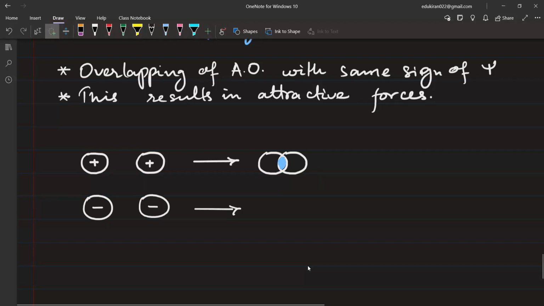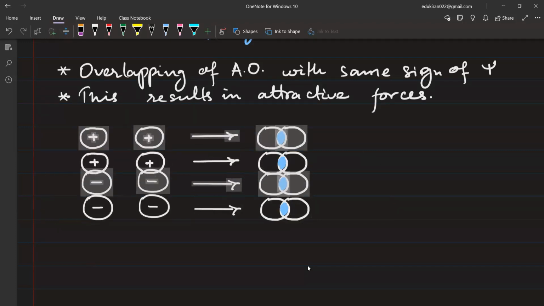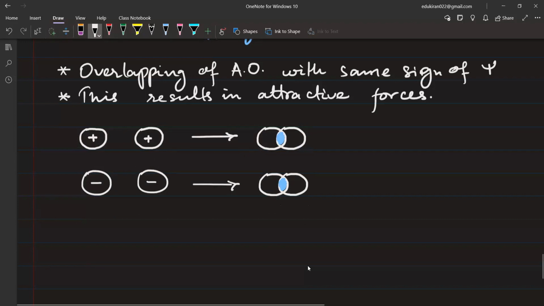Similar overlap will be seen if negative phases combine, because it is the same phase. You just need to have the same phase. Positive or negative, it does not matter. Similarly, if you have s and p, the s orbital having positive, and the p orbital positive and negative. See, the orientation is also important. Positive is coming from this side, positive from this side, and only then can they overlap.